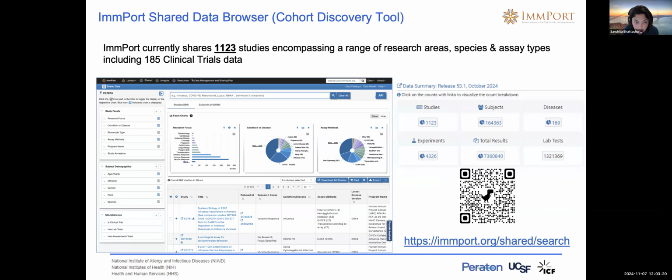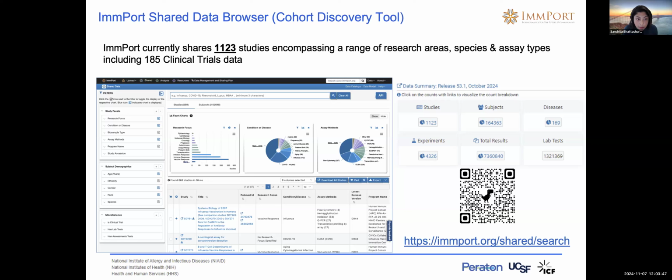How do I access data? ImmPort has built an interface, the ImmPort shared data browser, called the Cohort Discovery Tool. ImmPort currently shares over 1,000 studies encompassing a range of research areas: autoimmune, vaccine response, immune response data, and then transplantation data, and many others.